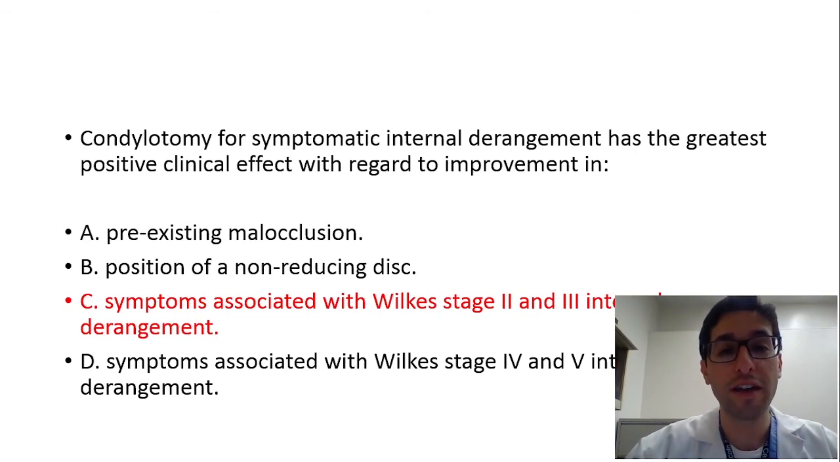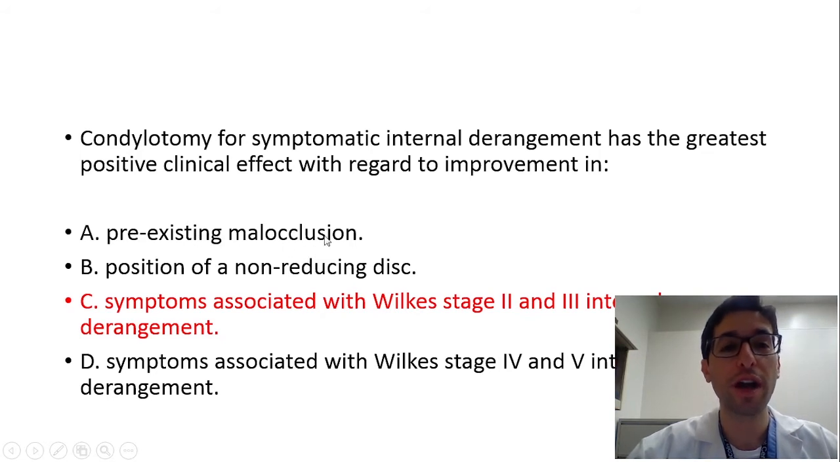It's not very effective once you get to stage 4 and 5. You kind of already knew that, I'm guessing, because we don't do this procedure if it's very advanced. If it's very advanced, stage 4 or 5, you're thinking something much more invasive. So anyway, condylotomy, it works for Wilkes stage 2 and 3. Let's look at the other choices. Does it work for malocclusion?